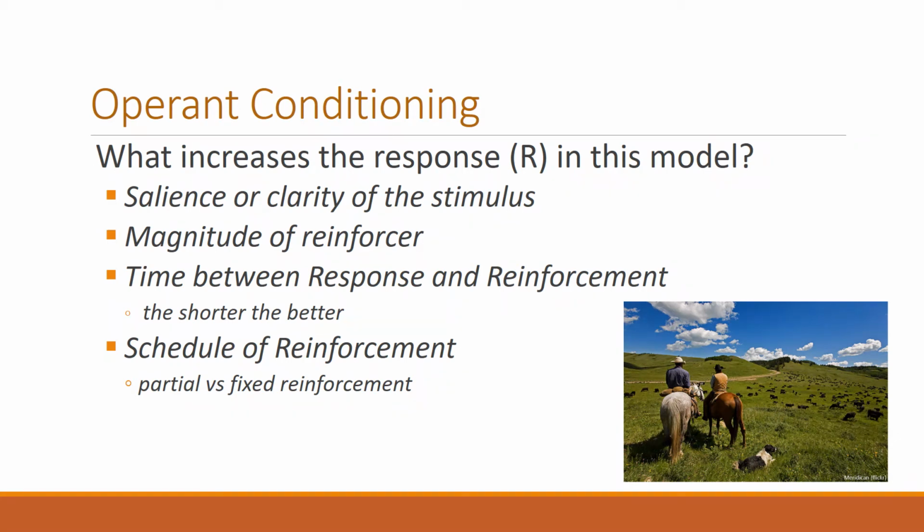What's really important to increase a behavior in this model is that some things have to happen. One is the salience, or clarity, of the stimulus. The stimulus has to be really clear to the animal. For example, if you're honking the horn on your truck to have animals come to the truck and go into the new pasture, the horn is a really salient and clear stimulus, and the animal knows that when that honk happens, food is going to follow. The magnitude of the reinforcer is also important.